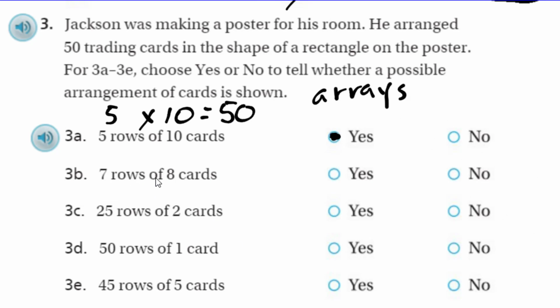Now 7 rows of 8 cards, if you just know your times table. 7 times 8 does not equal 50. So that's just how it is, you know? That is going to definitely be no.